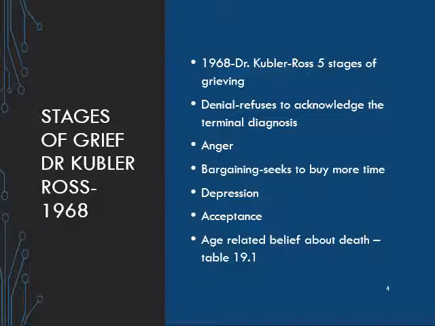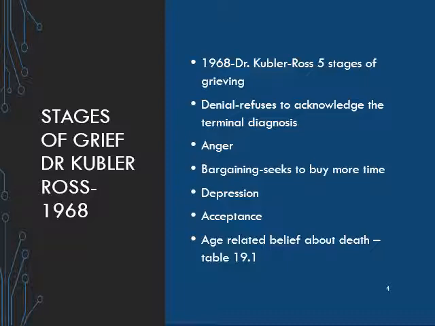Then there's bargaining. Now, bargaining is important. In this stage, the person recognizes the terminal nature of the disease and seeks to buy more time. So the loss is a punishment for past actions. And so the patient tries to negotiate with a higher power to gain more time. They try to buy more time by maybe making amends for something they've done in the past. So they bargain. If I do this, then maybe I can have more time with my loved ones.